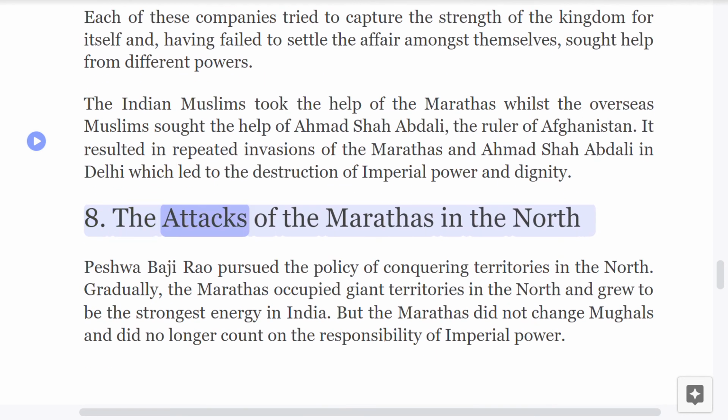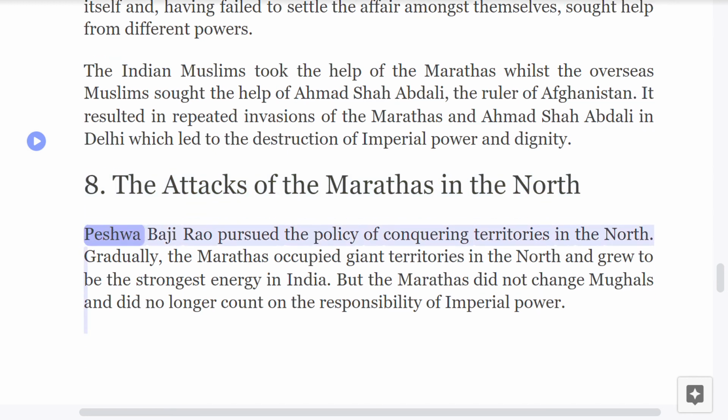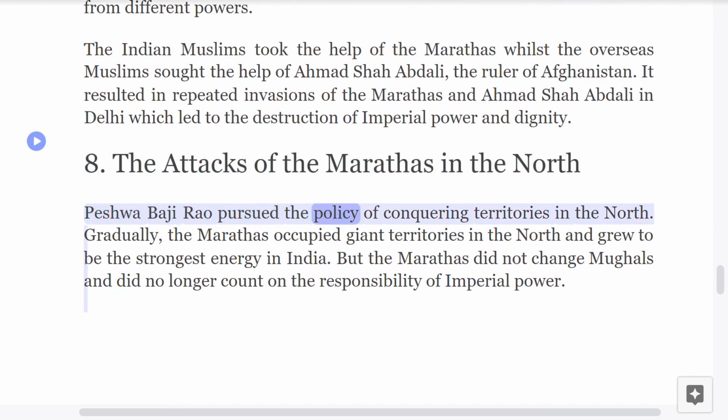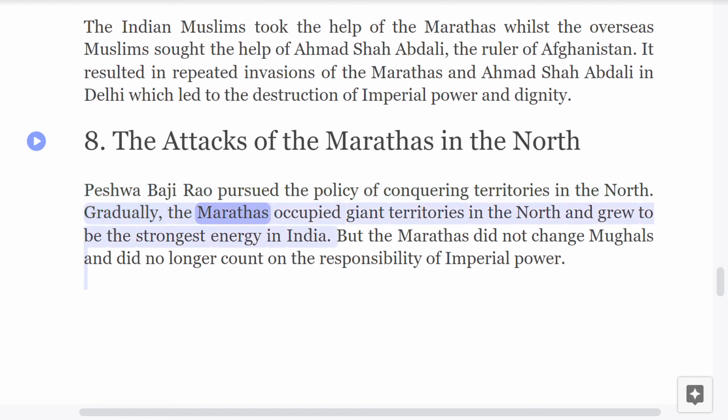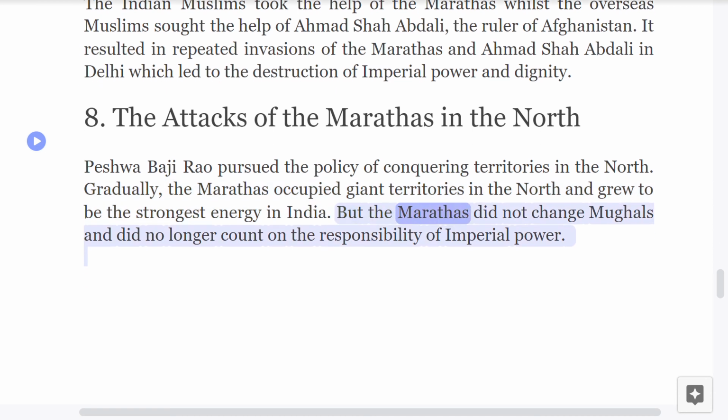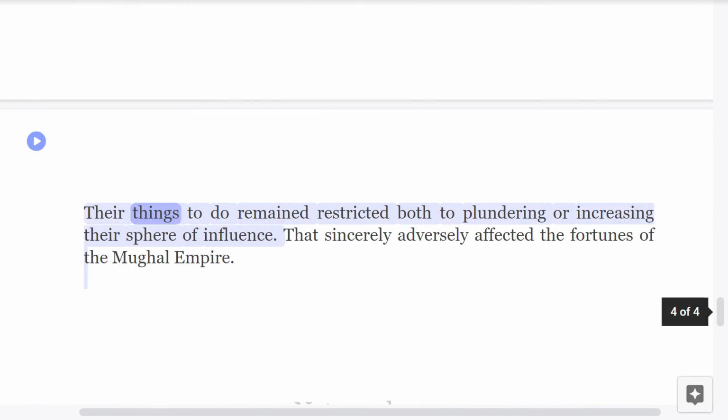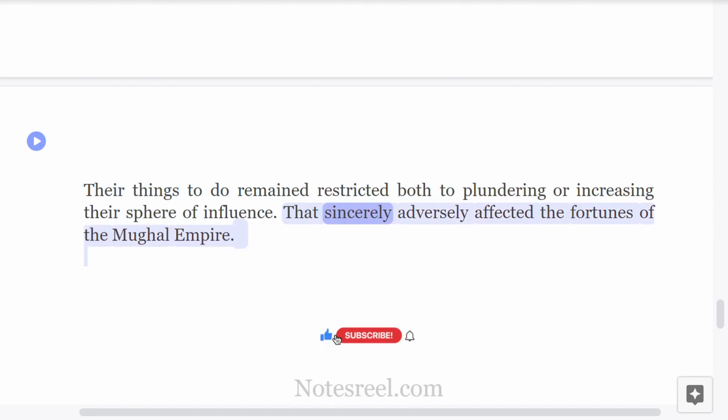8. The attacks of the Marathas in the north. Peshwa Baji Rao pursued the policy of conquering territories in the north. Gradually, the Marathas occupied large territories in the north and became the strongest power in India. But the Marathas did not replace the Mughals and did not assume the responsibility of imperial power. Their activities remained limited either to plundering or expanding their sphere of influence. That adversely affected the fortunes of the Mughal Empire.